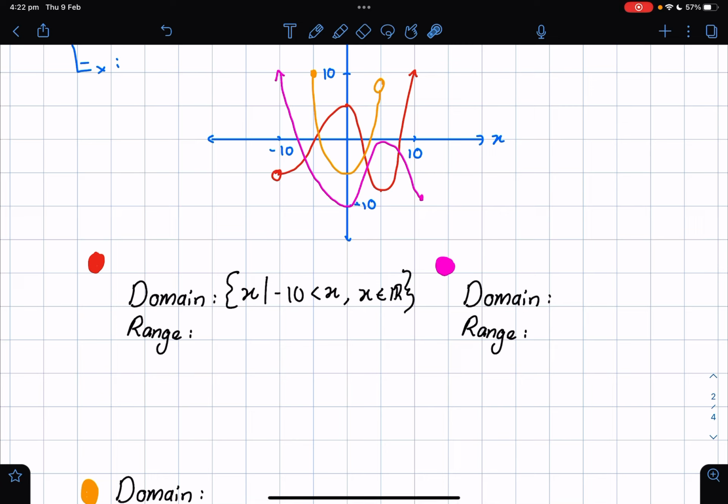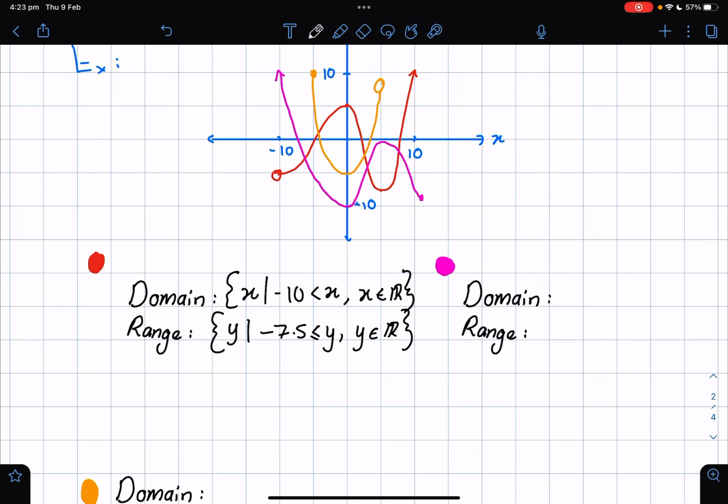And our range, so the lowest point for our red function is here, which looks like about -7.5. So for range, we've got y, so -7.5. Now that's inclusive because it doesn't have a hollow dot on it. All right, and then that one also goes off indefinitely, so y is also in R.